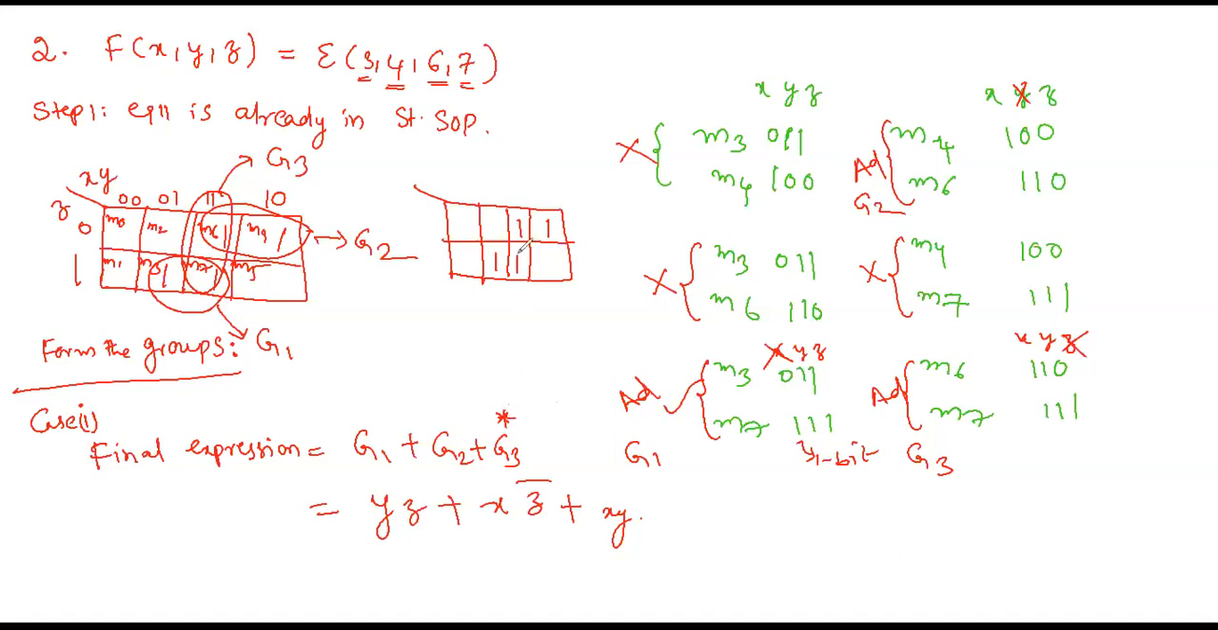If we see, this is G1. What is the expression already given? Yz. This is G2. What is the expression? Xz bar.